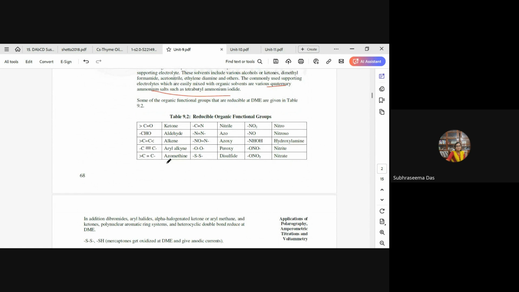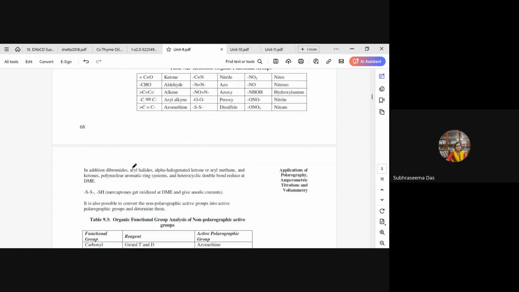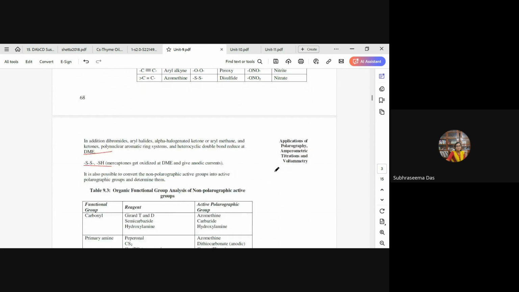In addition to this, dibromides, aryl halides, alpha halogenated ketones can also be reduced at the DME. Even mercaptans like S-S, S-H, sometimes get oxidized at the DME, and hence it is not very easy to analyze such compounds by polarography.